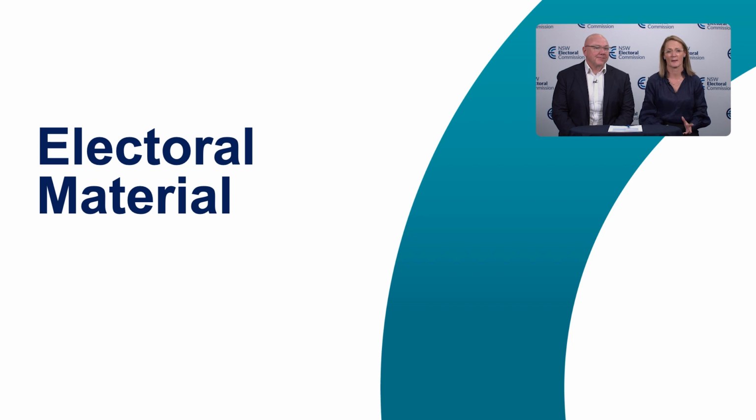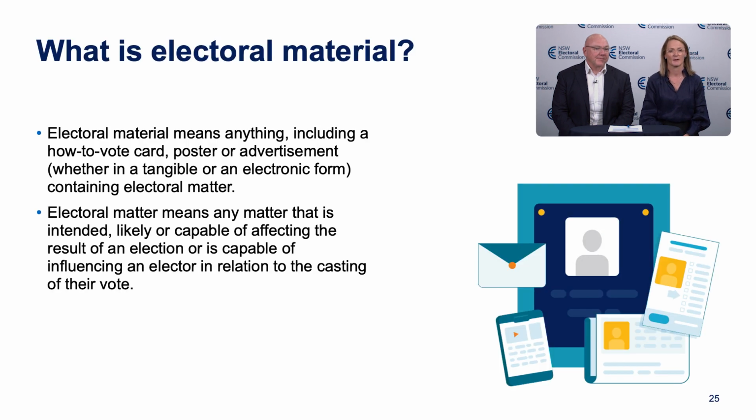I'd now like to talk about electoral material. Now, what is electoral material? Electoral material means anything, including a how to vote card, poster or advertisement, whether it be in a tangible or electronic form. Electoral matter means any matter that is intended, likely or capable of affecting the result of an election or is capable of influencing the way an elector may cast their vote.